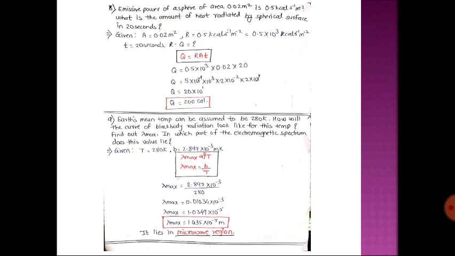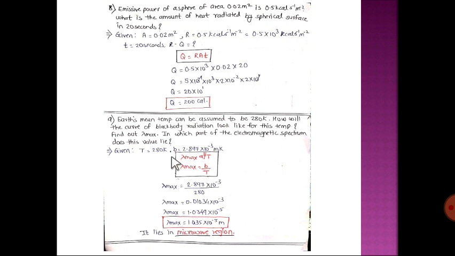Earth's mean temperature can be assumed to be 280 Kelvin. Earth's mean temperature is given as 280 Kelvin. No need to convert. Temperature is directly given as 280 Kelvin. How will the curve of black body radiation look like for this temperature? Find out lambda max. In which part of the electromagnetic spectrum does it lie? That means when we draw a graph of this, how the curve will look like, that we are going to find out.